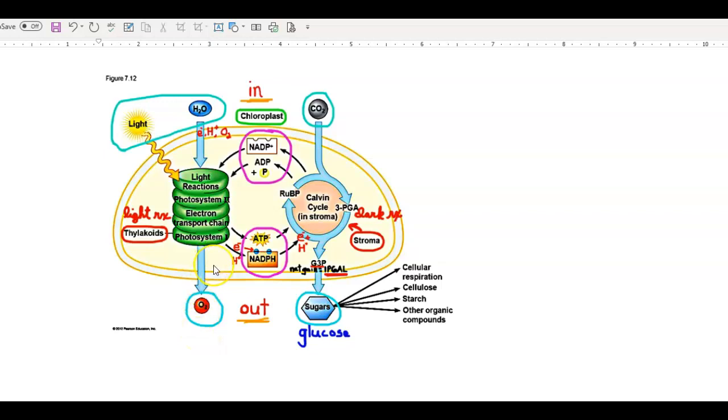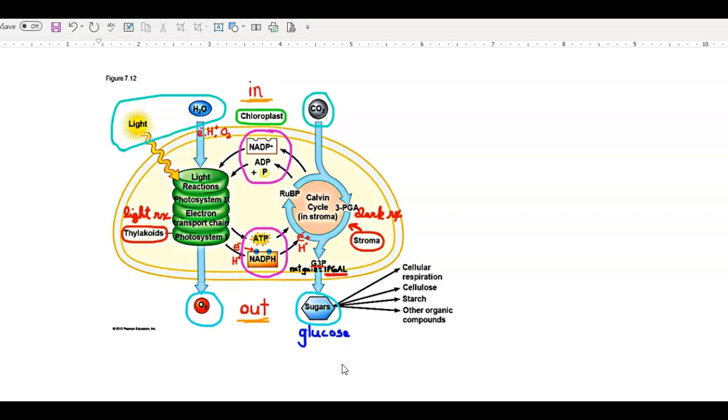ATP and NADPH, when they're made, they leave the thylakoids, go out to the stroma, this fluid-filled area out here, and they are going to be used in the Calvin cycle to convert, to reduce, right here, carbon dioxide into glucose. So water gets oxidized into electrons, hydrogens, and oxygen. You need to know what happens to the electrons, what happens to the hydrogens, and what happens to the oxygen.